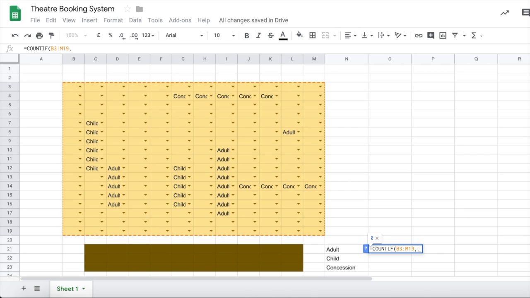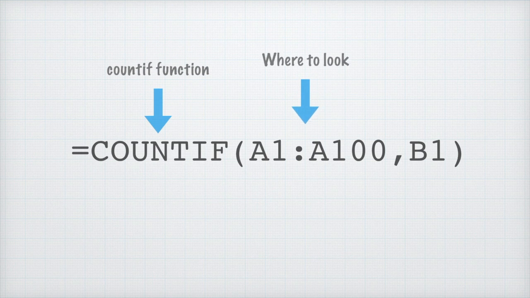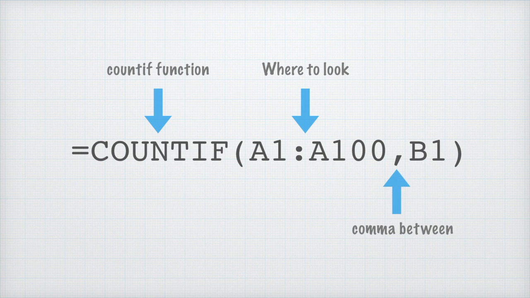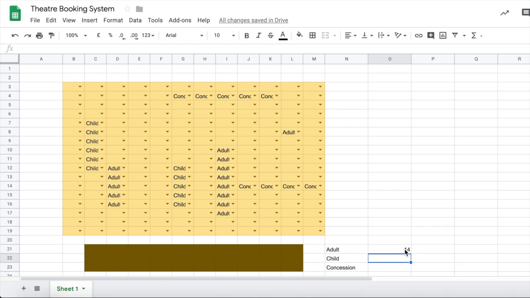Then we're going to do a comma, and then we are going to click on the cell beside us for adult, to tell it to look for this adult in the seating plan. And then we're going to finish it off with a bracket and press enter. The formula will automatically count the number of adult tickets that are in the system.